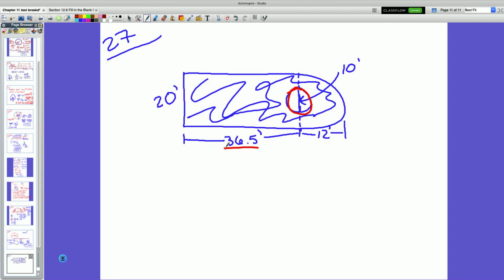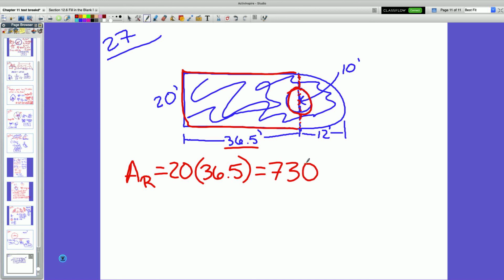So what I would do is split this up into the three shapes, right? So if I cut down this middle line, I have a rectangle on this side. So that's easy. The area of the rectangle would just be equal to 20 times 36.5, length times width. So the area of the rectangle is 730.